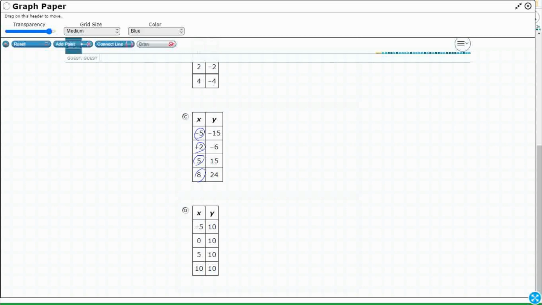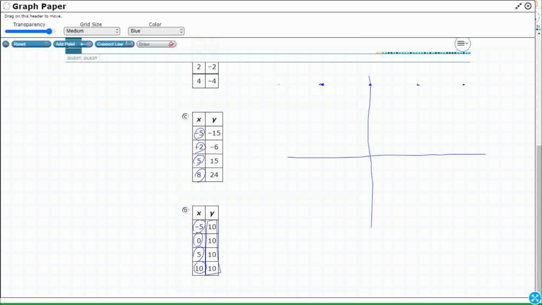Now here's an interesting one. Look at this. I'm not repeating any x's. -5, 0, 5, 10. But look at the y's. Every single one of those is a 10. And I bet some people probably chose that as the incorrect answer. Let's graph that real quick. Everything's going to be a 10. All right, so here's my 10. There's my 0, 10. My -5, 10 is going to be right there. I've got my 5, 10 here. And let's say my 10, 10 is going to be over here.